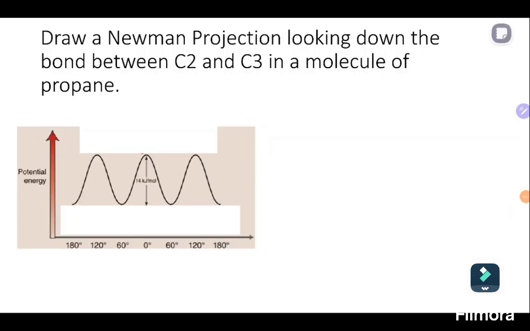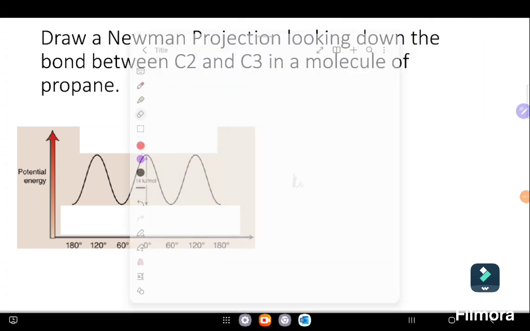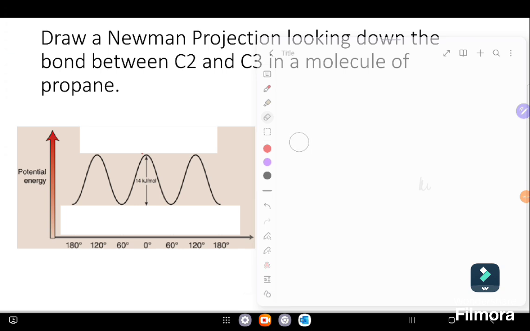So on this slide, we can see that we are going to draw a Newman projection looking down the bond between carbon 2 and carbon 3 in a molecule of propane. And propane has 3 carbons, so the bond line structure for propane looks like this. And of course, there would be some hydrogens here.